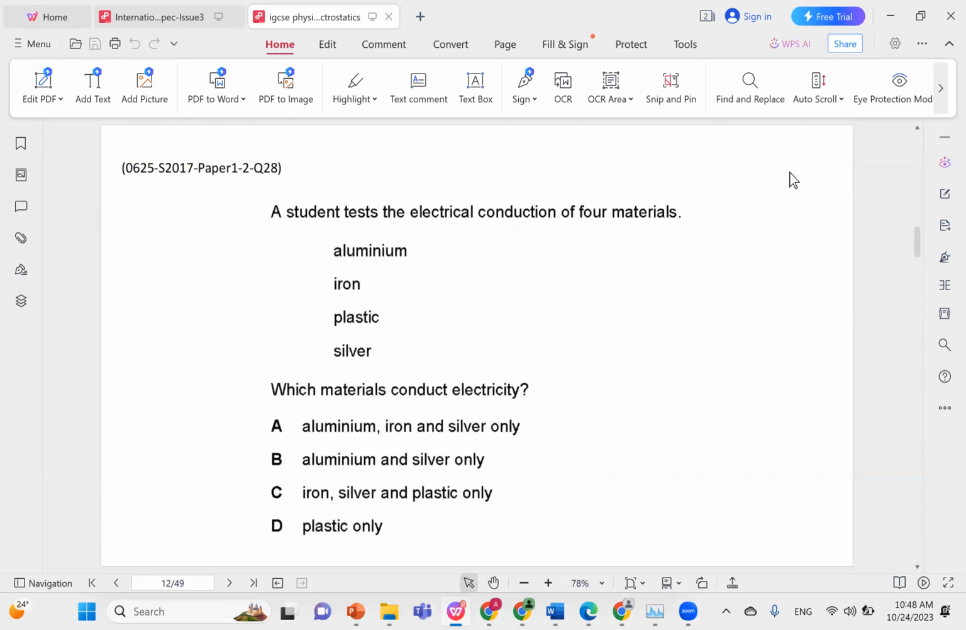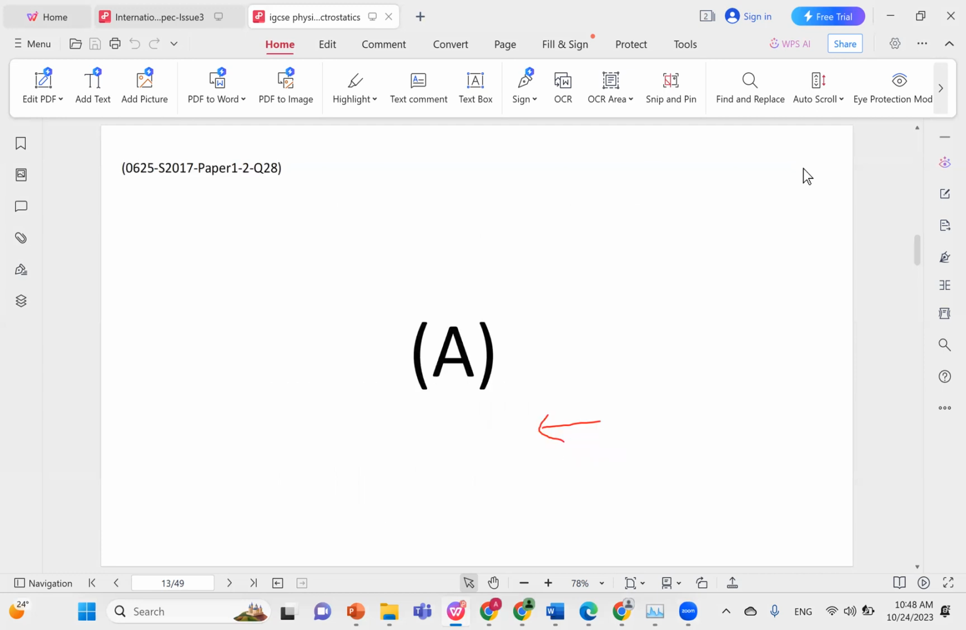The student tests the electrical conduction of four materials: aluminum, iron, plastic, and silver. Which materials conduct electricity? So the only insulator here is plastic. Everything else conducts. So aluminum, iron, and silver are conductors of electricity. So the correct choice here is choice A.